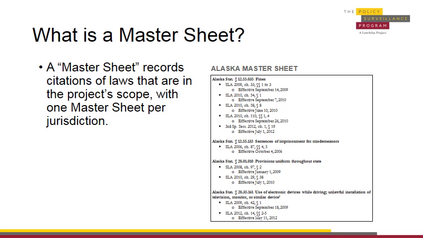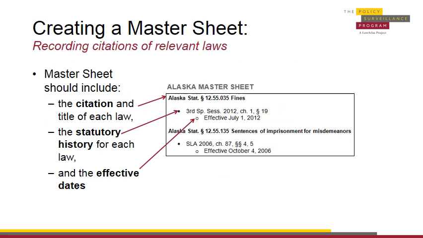The master sheet is a document that records citations of laws that are in the project's scope, with 1 master sheet per jurisdiction. This slide includes a sample of 1 law in a master sheet for Alaska, using distracted driving law as the example. A master sheet should include the citation and title of each relevant law, the statutory history for each law, and the effective dates for each amendment to relevant laws, going back to the start date of the dataset. Note that if your project is cross-sectional and only looks at what the law says at one point in time, only 1 effective date will have to be collected.